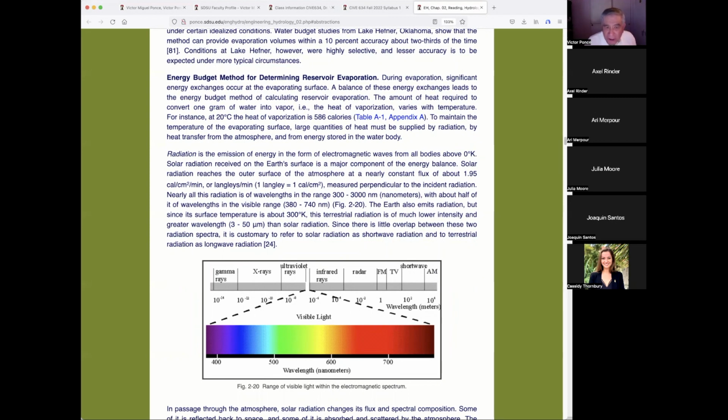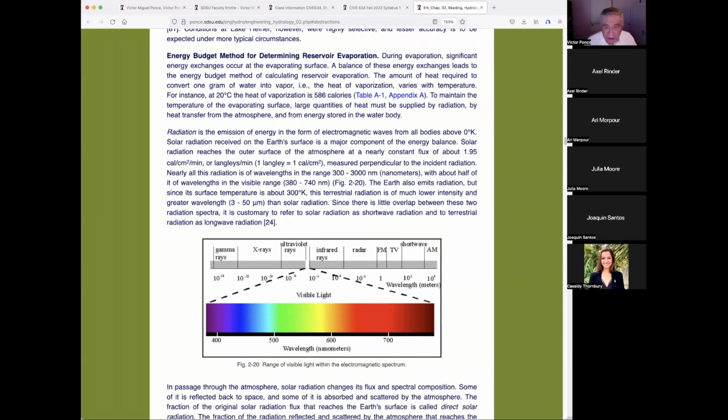Radiation is the emission of energy in the form of electromagnetic waves from all bodies above 0 degrees Kelvin. So every body emits radiation, only that the radiation from the sun is so much that it feeds energy to us on a constant basis 12 hours a day, because the world rotates, and as it rotates, in the equator, in the lower latitudes, 12 hours sun and 12 hours night or dark. So the solar radiation is received on the Earth's surface, and it reaches the outer surface of the atmosphere in a nearly constant flux of about 1.95 calories per square centimeter per minute. That's the flux, meaning the discharge of energy through a cross section. That's called flux.